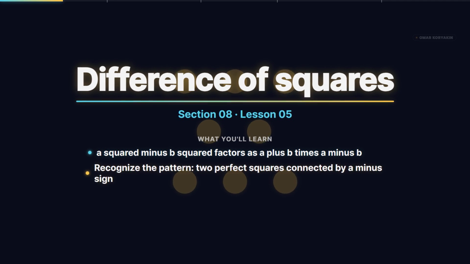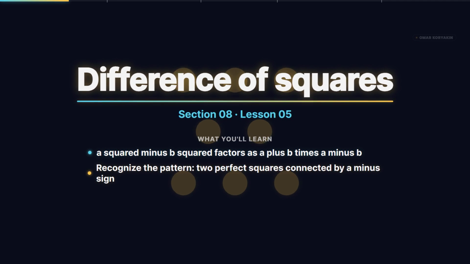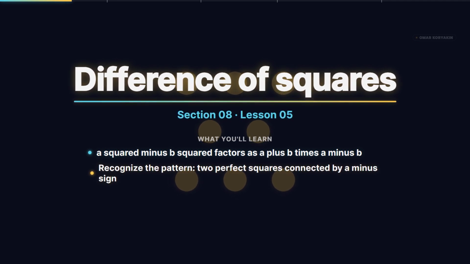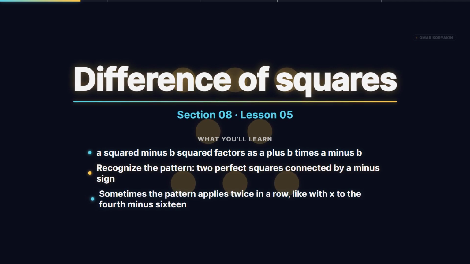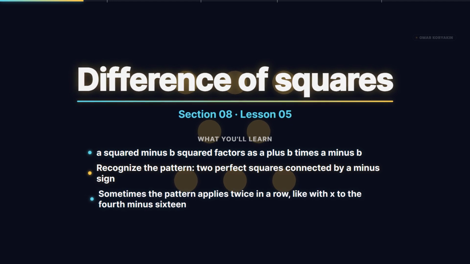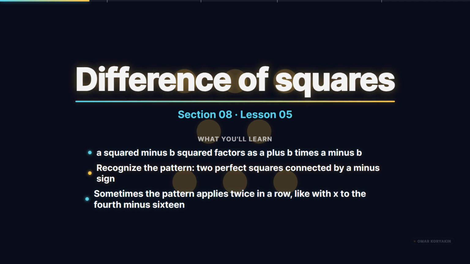The geometry is intuitive. Think of a big square of side A with a smaller square of side B cut from one corner. The remaining L shape has area A squared minus B squared, and when you slice and rearrange it, you get a rectangle of width A plus B and height A minus B. Same area, two different ways to write it.